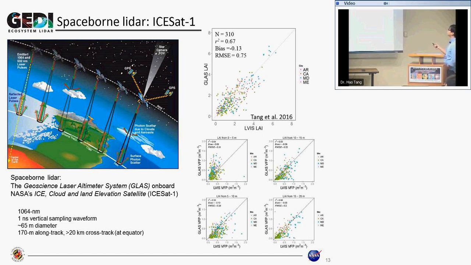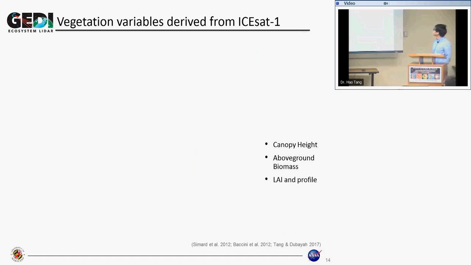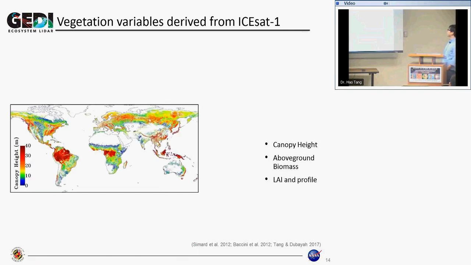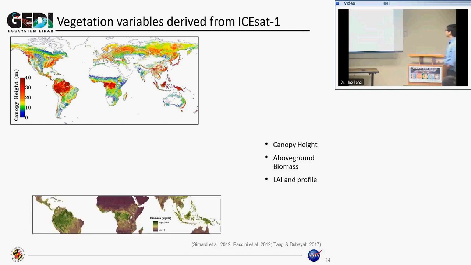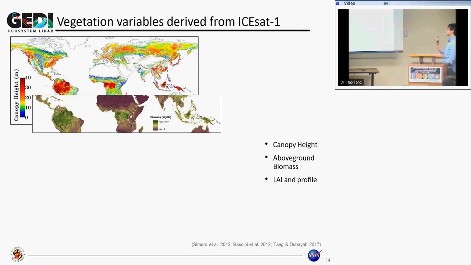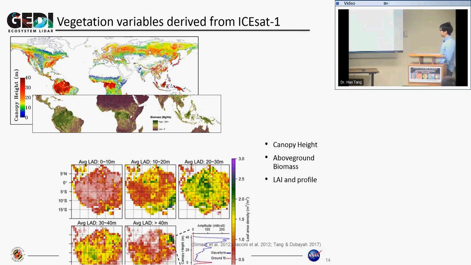And here, the overall accuracy for total LAI is the best. And as it goes down to the lower layers, the accuracy usually decreases because it's less of a direct measurement. It's more based on estimation. There are a bunch of vegetation variables based on the ICESat-1 data. Height, for example, from Mike Lefsky and Marc Simard at JPL. And above ground biomass estimates, notably Sassan Saatchi and Alessandro Baccini.